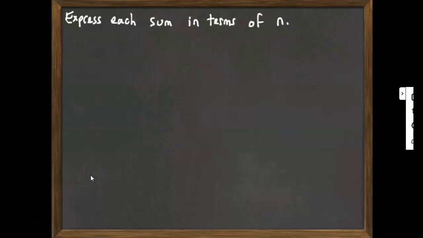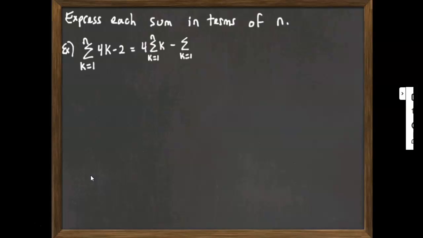So in this problem here, we're asked to take each sum and express it in terms of the variable n, where n is some number. So here we have the sum as k goes from 1 to n of 4k minus 2. So much like we did in the previous example when we were doing that sum up to 200, we can now go in and say, hey, I can break this sum up using my sum properties.